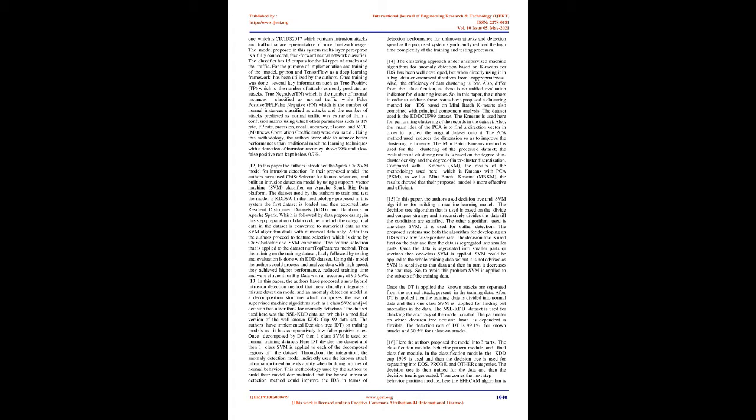Once training was done, several key values were extracted from a confusion matrix: true positive, TP, which is the number of attacks correctly predicted as attacks; true negative, TN, which is the number of normal instances classified as normal traffic; while false positive, FP, and false negative, FN, are the number of normal instances classified as attacks, and the number of attacks predicted as normal traffic. Using these, other parameters such as TN rate, FP rate, precision, recall, accuracy, F1 score, and MCC, Matthews correlation coefficient, were evaluated.